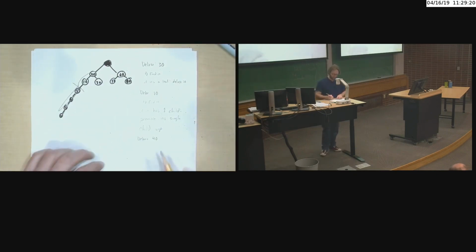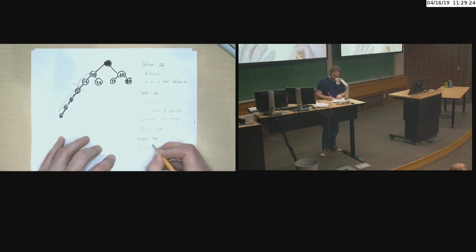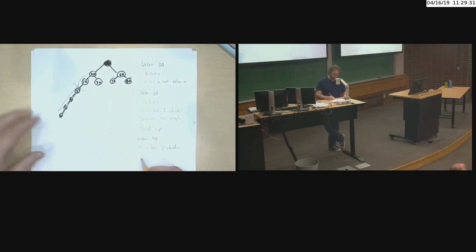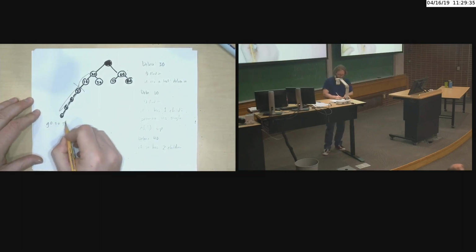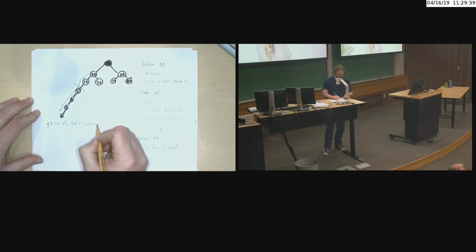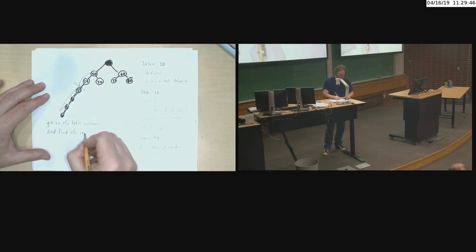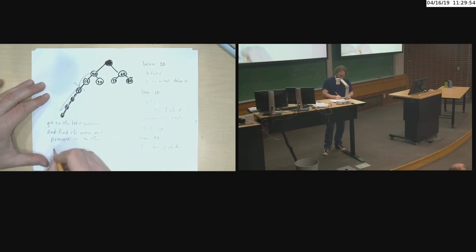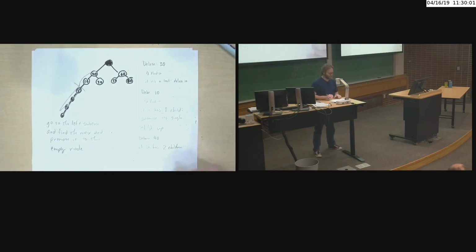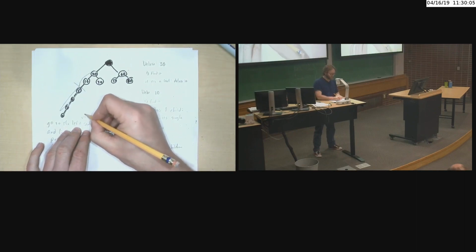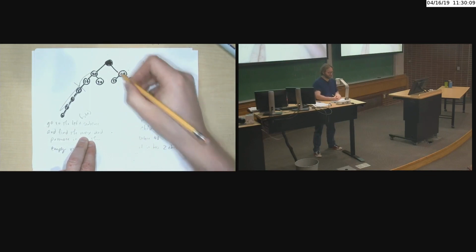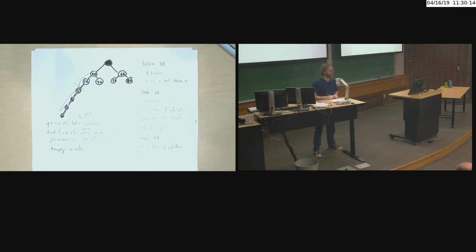So if it has two children, so delete 40. If it has two children, then you have a choice to make, right? You can either go, and I'll go over here, go to the left subtree and find, what did I want to find? I wanted to find the maximum, the max, and promote it up to the empty node. Right? Well, what's my other option? Go to the right subtree and find the minimum and promote it up to the empty node.